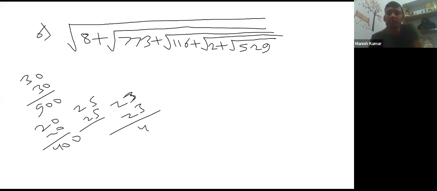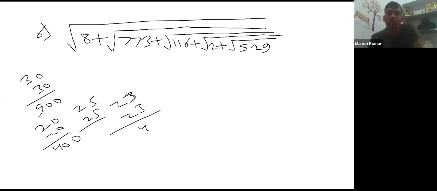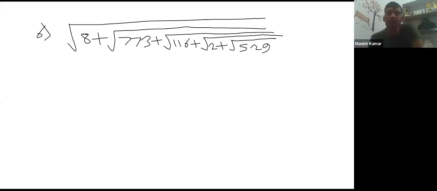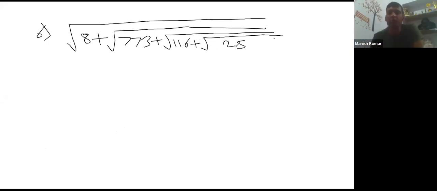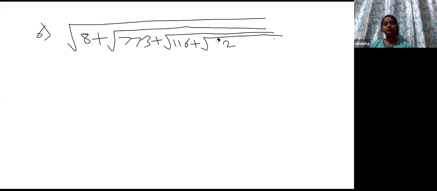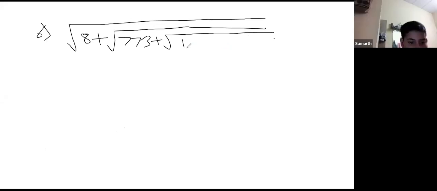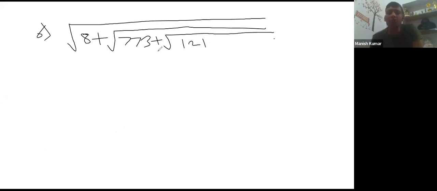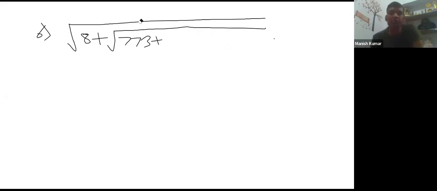We can write here 23, isn't it? Yes. So 23 plus 2 can be written directly, which is 25. 23 plus 2 is 25, na? Yes. So we can write here directly 25. Now root under 25 is how much? 5. So let us write 5 here, and 5 plus 116 will be 121. Now root under 121 is how much? 11. Okay. So let us write 11 here.